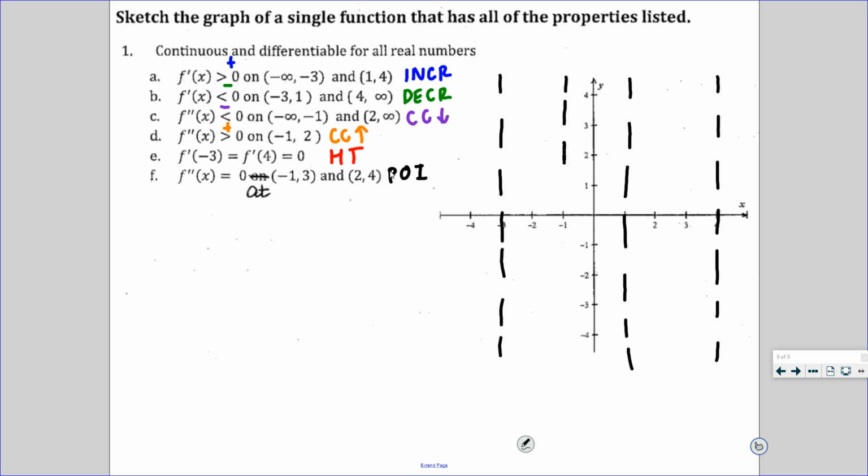So I'm going to draw another dash right here at negative 1, because then my concavity switches to concave up from negative 1 to 2. I'm going to draw another dash at 2, and then 2 to infinity. Okay, so that just separates things off, and it makes it a little bit easier, I think, to draw in your sketch.